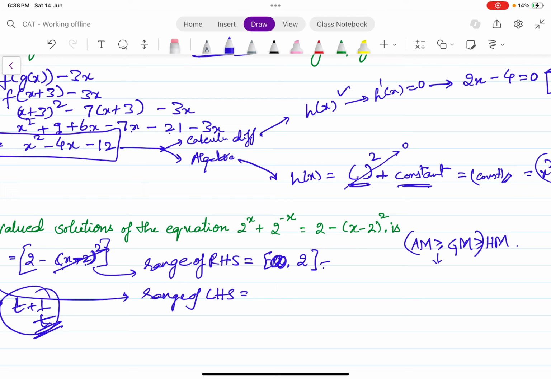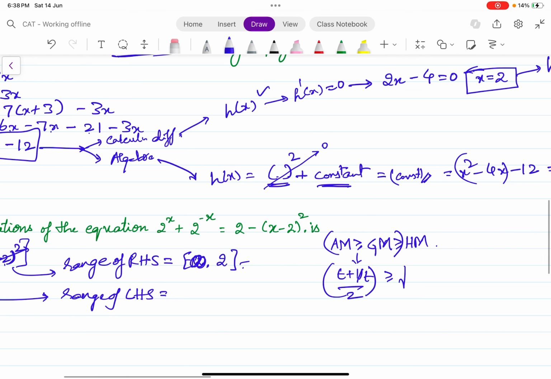So what is the AM? What is the arithmetic mean of this function? It is t plus 1 by t by 2, correct? It is greater than or equal to, what is the GM? Square root of a and b, so it is t into 1 by t, which gets cancelled. So it gives you what? t plus 1 by t is greater than or equal to 2. Therefore the range is: the minimum value is 2 and the maximum value is infinity.